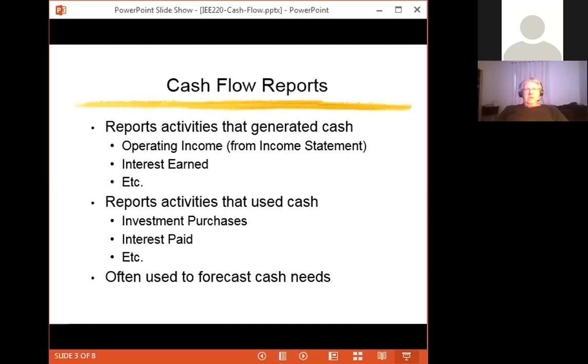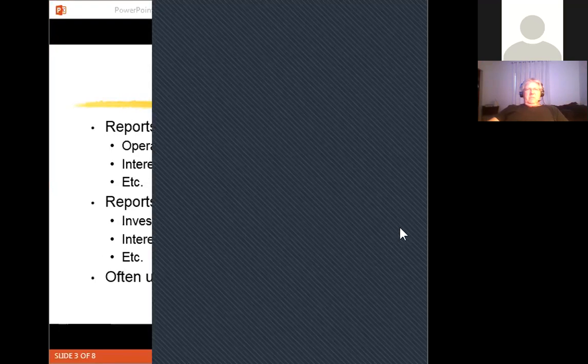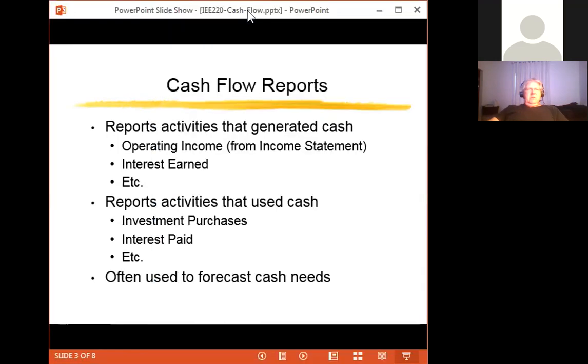So there are lots of ways that activities generate cash. Of course, with an operating income, you could be talking about operating losses, so it isn't always a positive flow of money in a cash flow report, but it is something that has happened as a result of our profit generating, hopefully, activities.